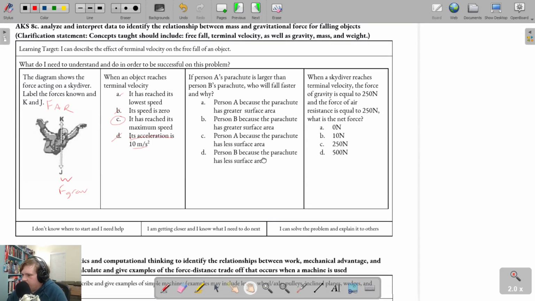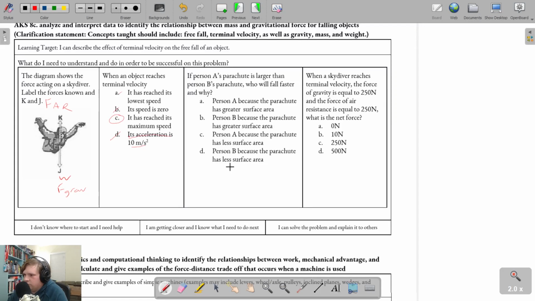If person A's parachute is larger than person B's parachute, who will fall faster and why? Okay, so larger parachute, more surface area. More surface area, more air resistance. So A has a larger parachute, more surface area, more air resistance. The more air resistance you have, the smaller acceleration you will have. The less air resistance you have, the greater net force down, the greater acceleration, and you will eventually be going faster. So who's falling faster? The one with the smaller parachute, B. Person B, because the parachute has less surface area. There we go. We got it. Done. Okay.